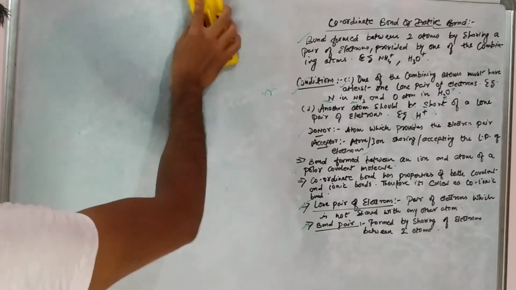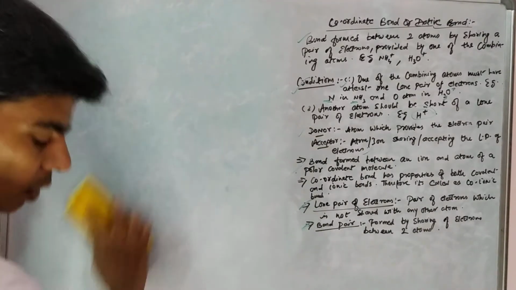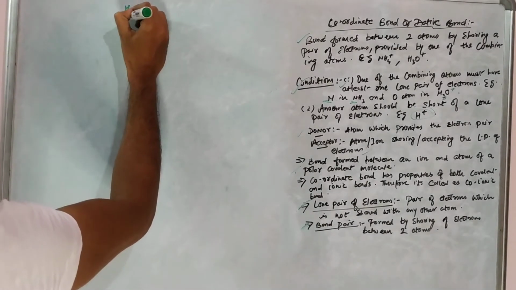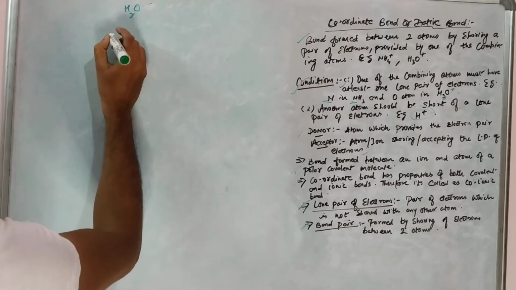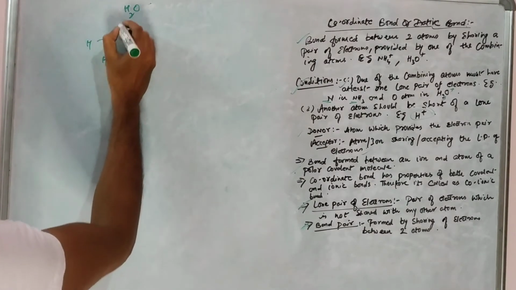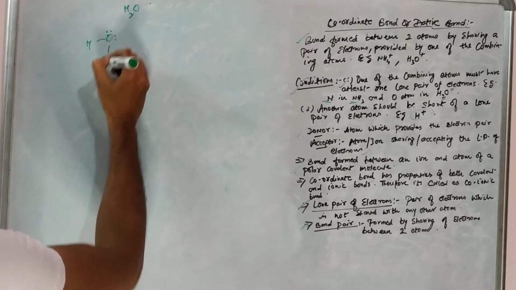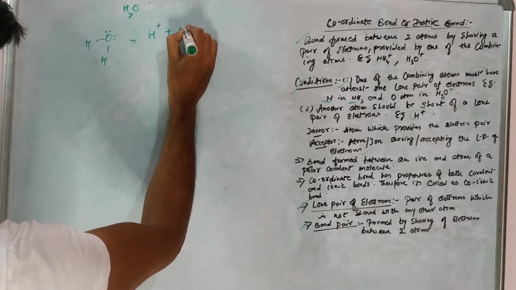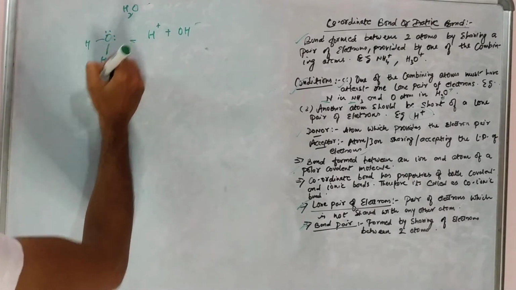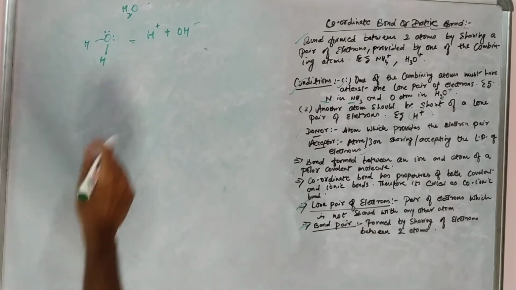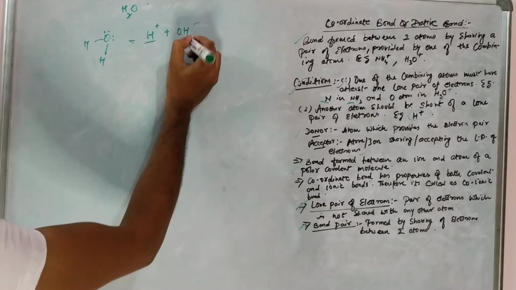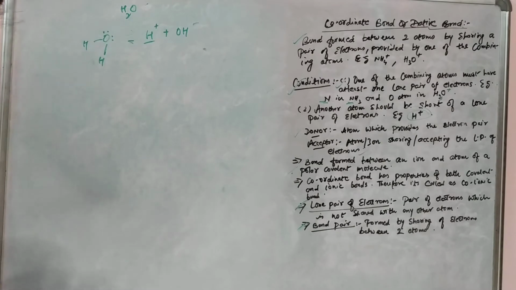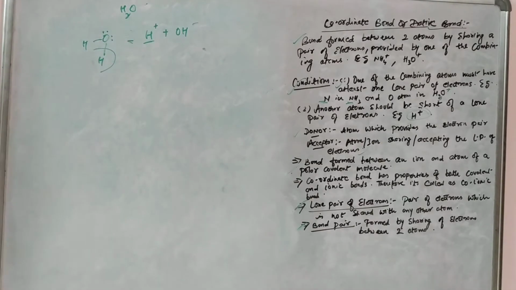We'll quickly see how the hydroxide ion gets a negative charge. This is the structure of water, and oxygen has two lone pairs of electrons, right? When water ionizes, it ionizes like this, right? In the formation of the hydrogen ion and hydroxide ion, one of the OH bonds breaks. Here one of the OH bonds breaks.